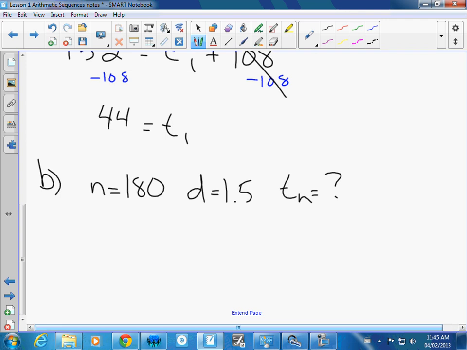Now here's the thing. Do we know what T1 is now? 44. Now, here's the thing. If you screw up T1 on the previous question, is your answer going to be wrong now? Yeah, of course it is. And when I mark a test, and let's say you got 43 instead of 44, but then you did the next part of the question right, do I give you follow-through marks?